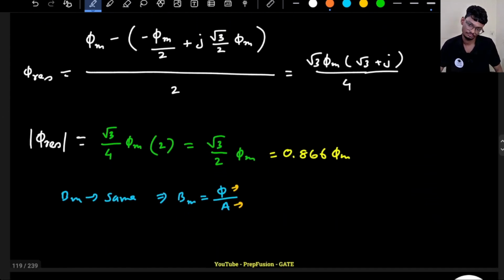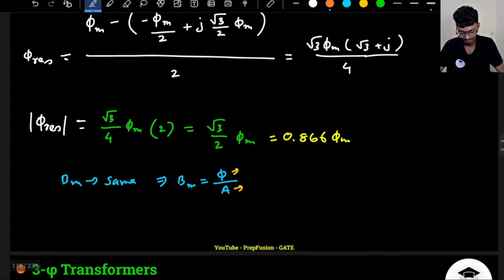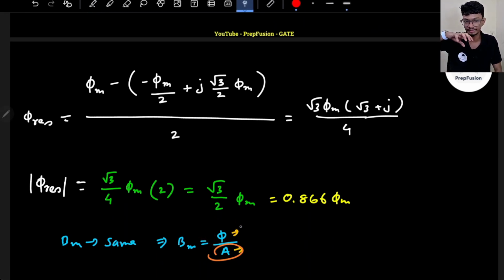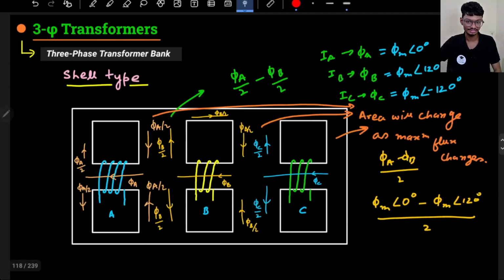Okay, so now, this was the problem with the shell type transformer. Because we cannot make the area the same. If I make the area the same, let's say the area is A only, in some region the flux will be phi m, and in some region it will be 0.866 phi m. So if my Bm is fixed and my area is fixed, the flux is different. So in some regions the core may get saturated.